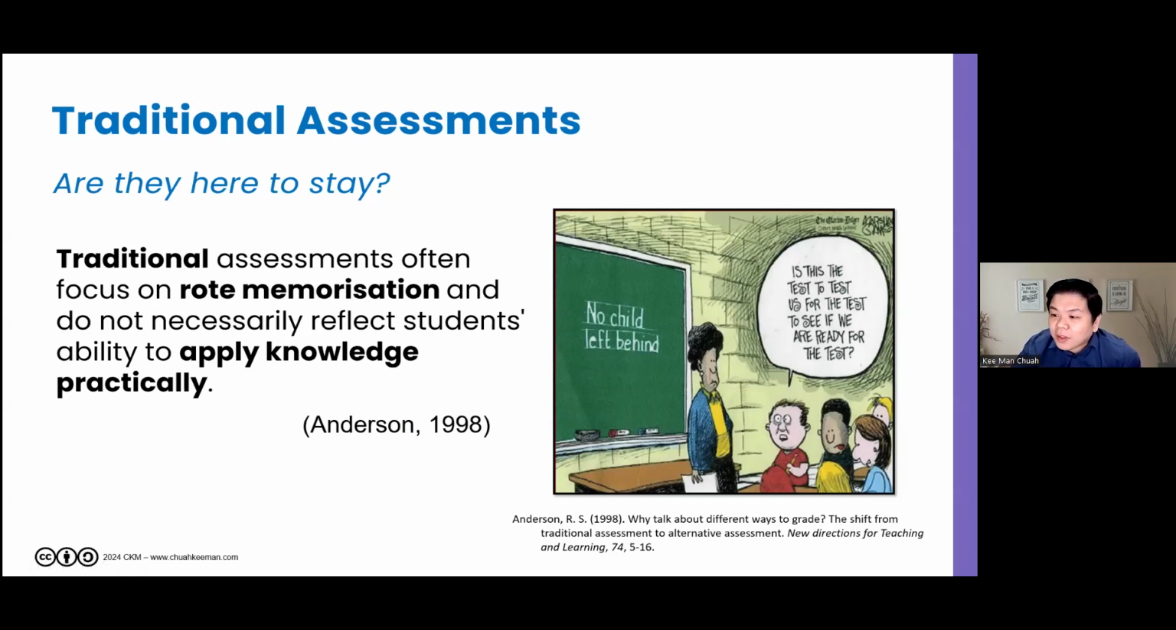Right, we're still talking about it, and it's quite interesting to see the evolution of the argument as well. After 30 or 40 years, we're still arguing about the same thing, whether it's traditional or alternative or authentic. But my question here is this: are they here to stay?